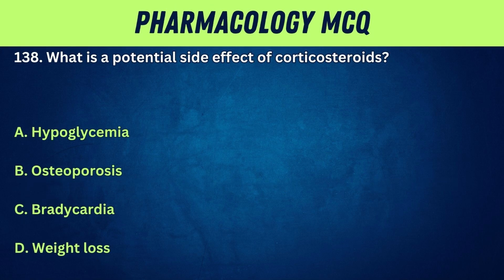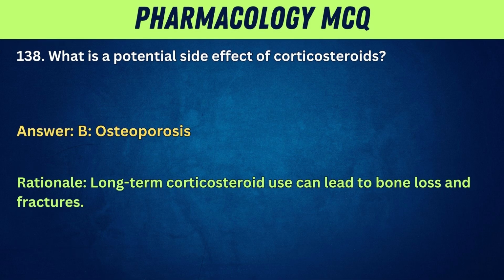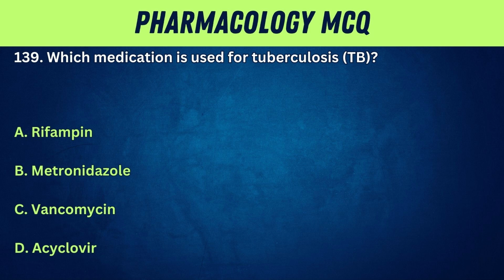138. What is a potential side effect of corticosteroids? A. Nephrotoxicity. B. Osteoporosis. C. Bradycardia. D. Weight loss. Answer: B. Osteoporosis. Rationale: long-term corticosteroid use can lead to bone loss and fractures.